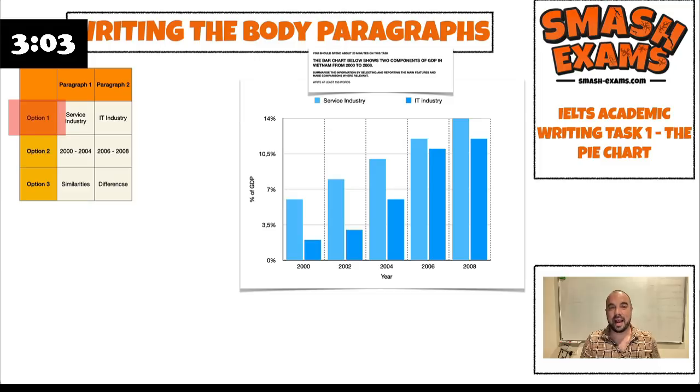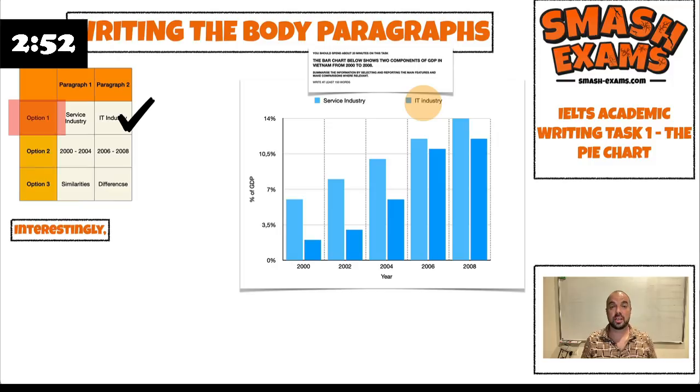The best way in any task is to start your first body paragraph with an adverb. I think we should always start with the word interestingly. It gives your work cohesion and it helps you get that band 7.